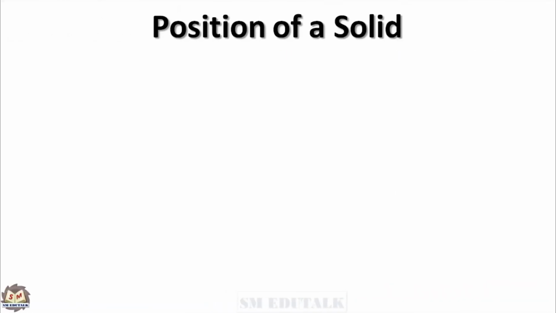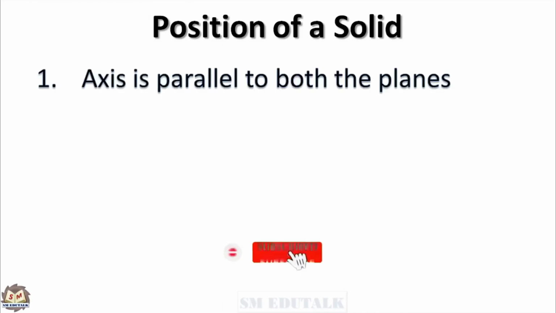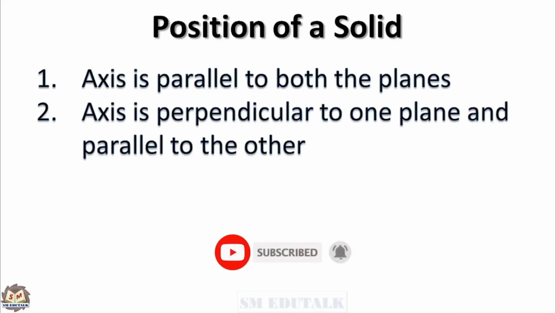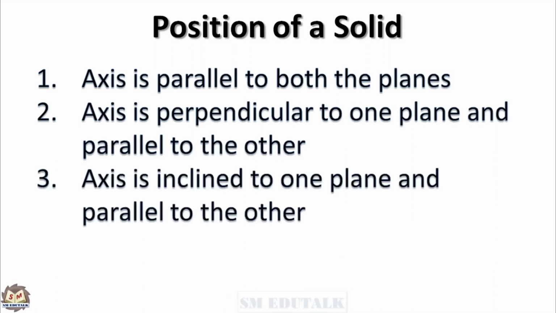We can position the given solid in 4 different ways. They are: axis of the solid is parallel to both the planes, axis of the solid is perpendicular to one plane and parallel to the other, axis of the solid is inclined to one plane and parallel to the other.